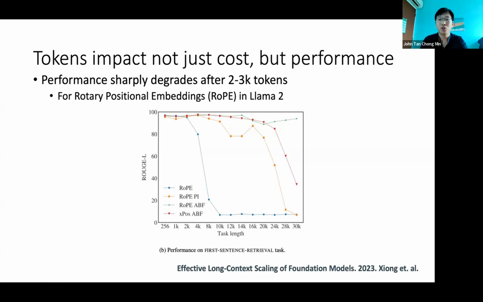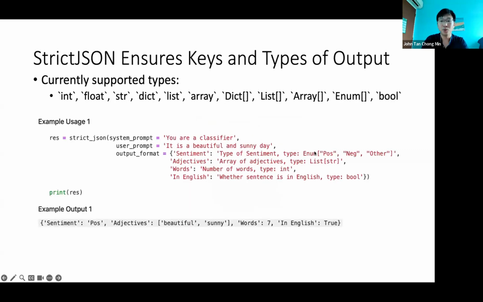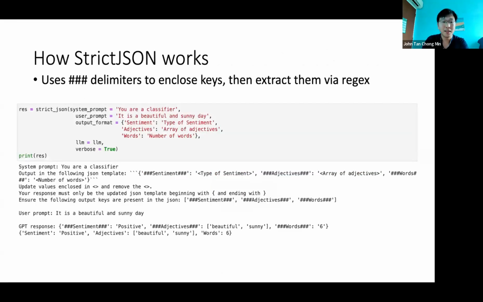I mean, you could use other methods to extend the context, but the fact remains that if you could have a shorter context, you would actually reduce the amount of hallucinations that the LLM would have. The context length matters a lot. Okay, this is the main point I want to emphasize. And StrictJSON is built in order to minimize context length so that we can pack more into the LLM.